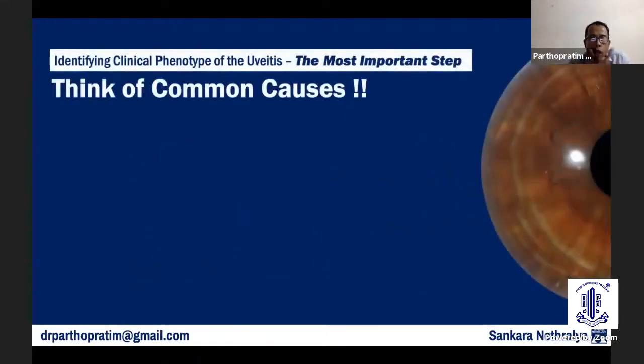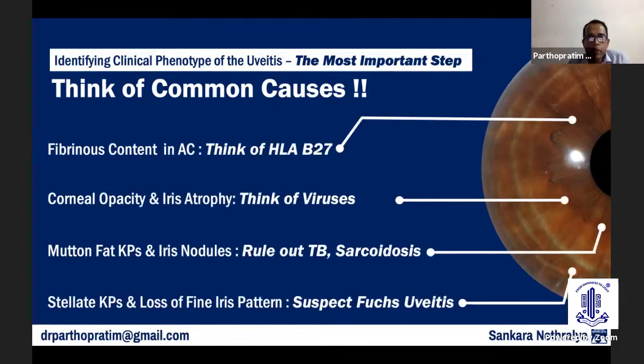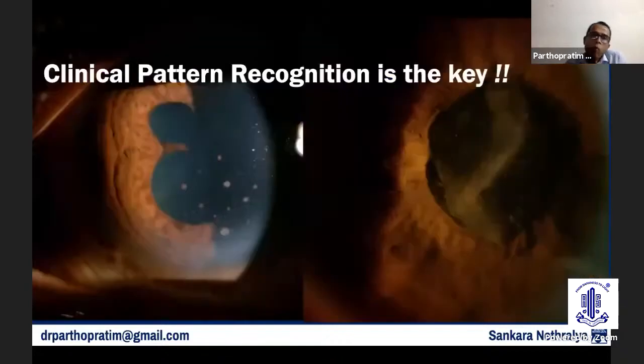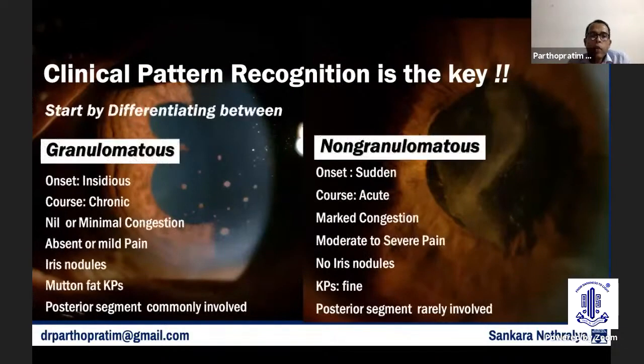So now, I just want to touch on this important topic: identifying the clinical phenotype of the uveitis is the most important step. But you have to remember, always think of common causes. If you see the fibrinous content in anterior uveitis, think of HLA-B27. Corneal opacity with iris atrophy, think of viruses, most commonly the herpes viruses. Mutton fat KPs and iris nodule, rule out TB and sarcoidosis, and stellate KPs and loss of iris pattern, think of Fuchs uveitis.